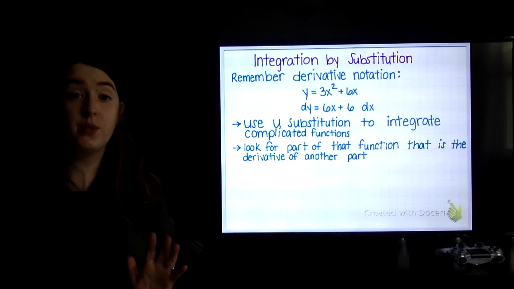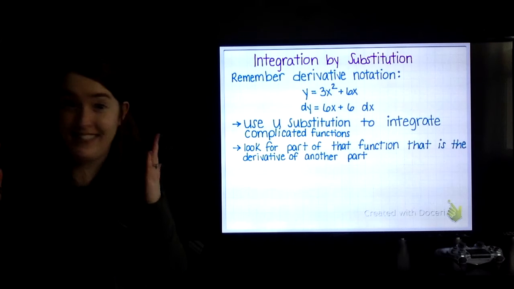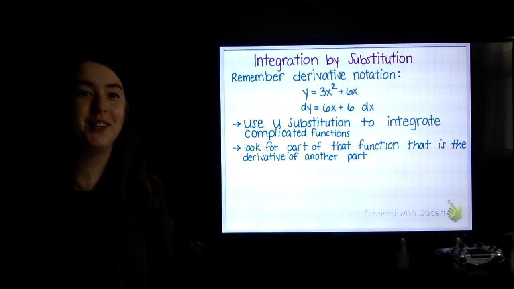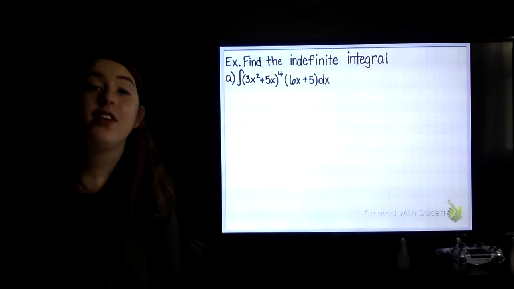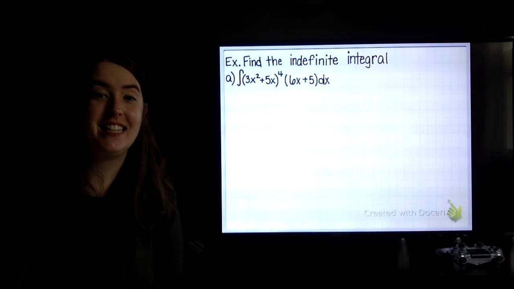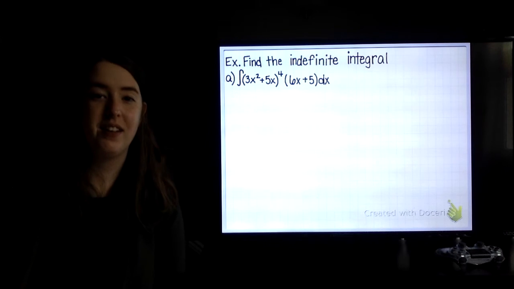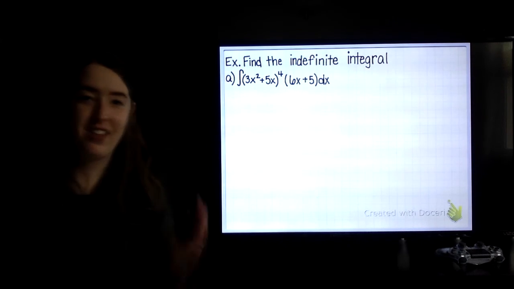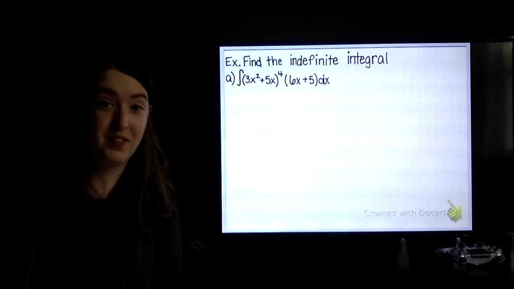The best way to do these is to attack them head on. That's the best way to learn it, so let's give it a shot. The first one we're going to do is to find the indefinite integral of 3x squared plus 5x, that quantity to the fourth power, times 6x plus 5.